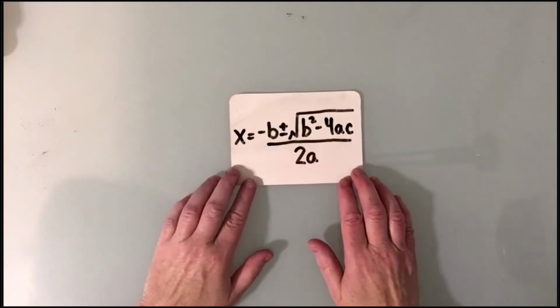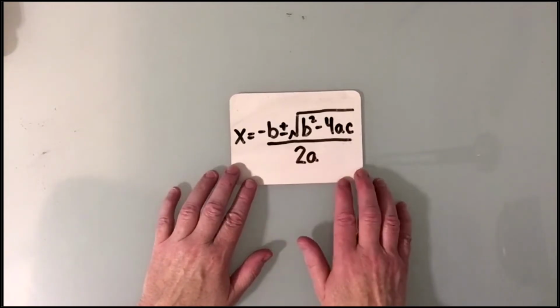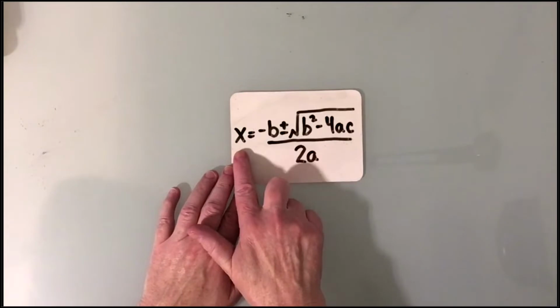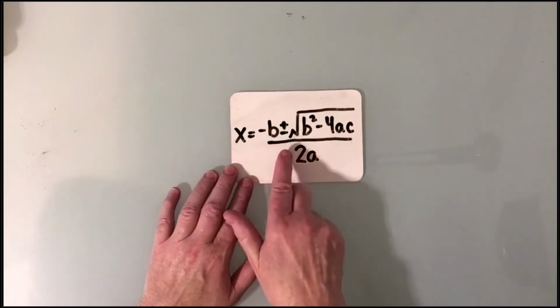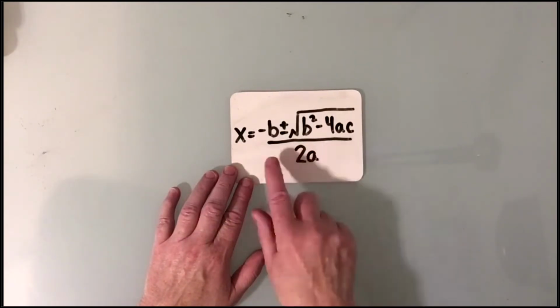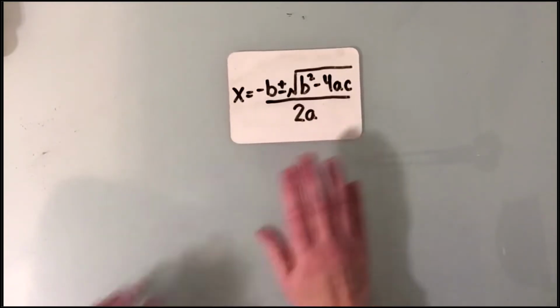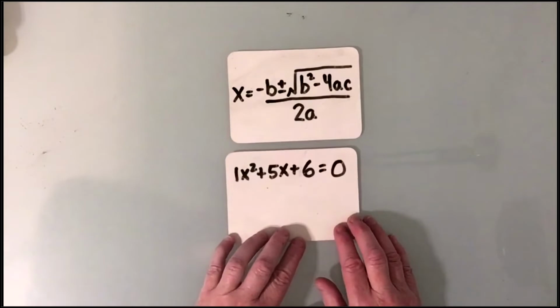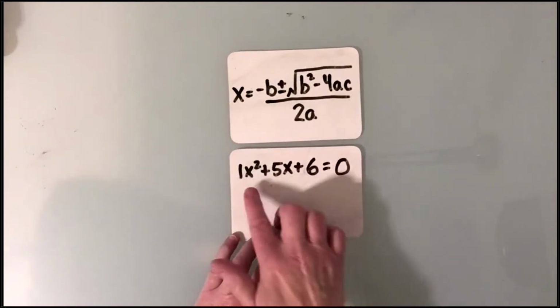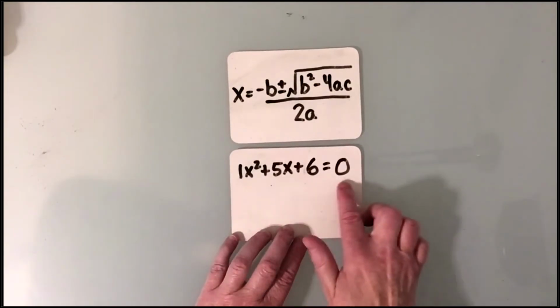Okay, so today we're going to learn a little bit about the quadratic formula. The quadratic formula is x equals minus b plus or minus square root of b squared minus 4ac all over 2a. Now we're going to use this quadratic formula to find all the values of x that make 1x squared plus 5x plus 6 equals 0.